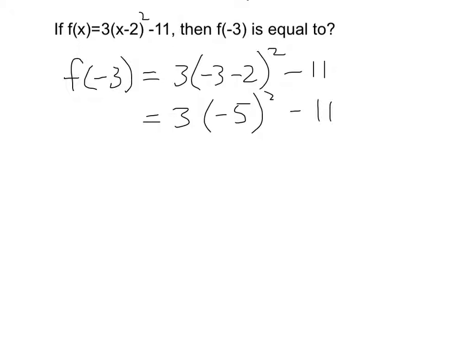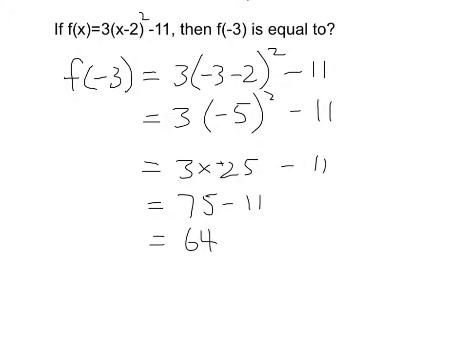Now we'll do the square first, BODMAS, or do the order. So negative 5 squared is positive 25, so it's going to be 3 times positive 25, take 11. 3 25s is 75, and our answer to that will be 64. And that's the last of the questions for this particular screencast.